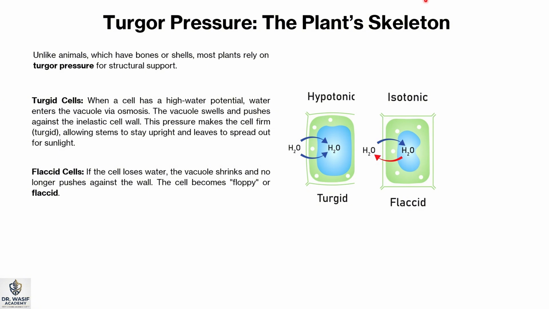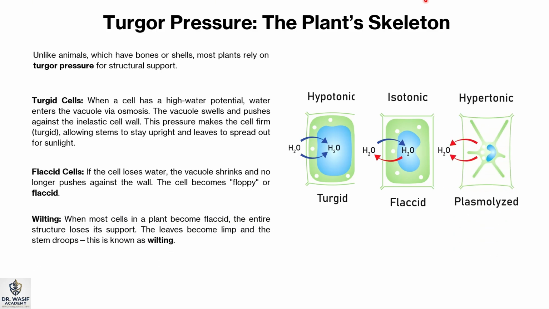When this happens to millions of cells at once, we see the visible result. That is wilting. The leaves become limp and the stem droops. The plant has literally lost its structural support because it has lost its internal water pressure. So for a plant, a drink of water is not just about thirst, it's about staying strong and standing tall.